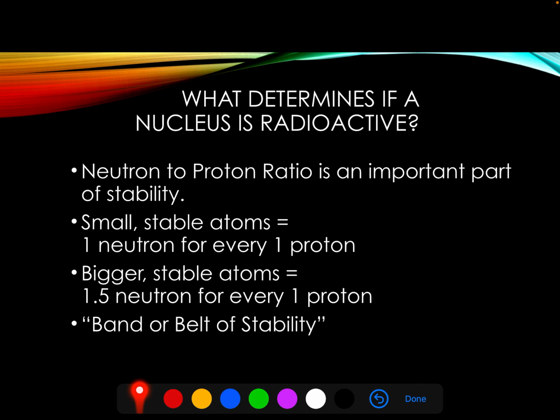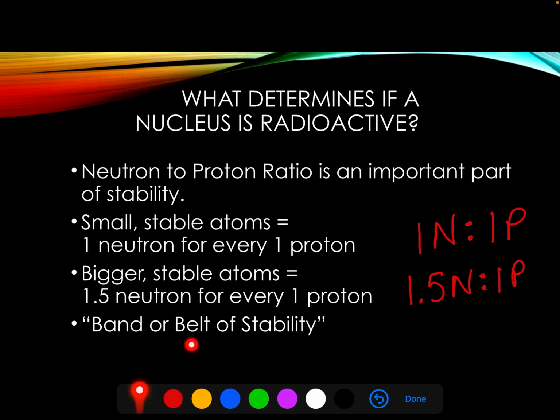So let's talk about what is radioactive. What determines if a nucleus is radioactive? The neutron to proton ratio is an important part of stability. Small, stable atoms want to have one neutron for every one proton. In other words, they want to have a one neutron to one proton ratio. Bigger, stable atoms are happy with a 1.5 neutron to one proton ratio. We call this the band or the belt of stability, and I'll show you what that means.